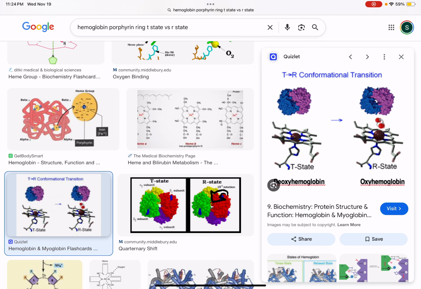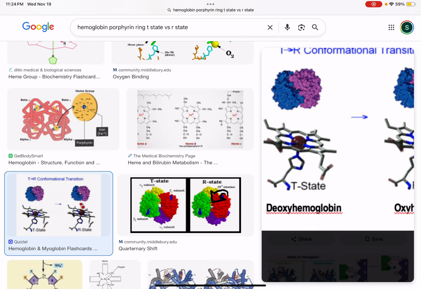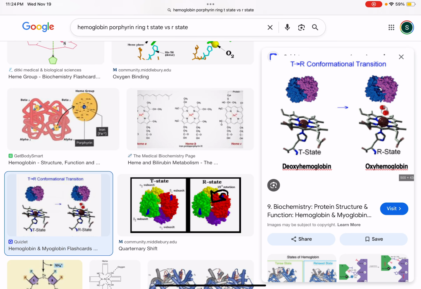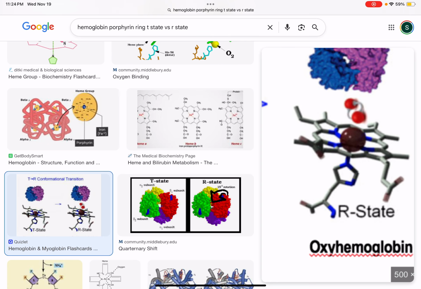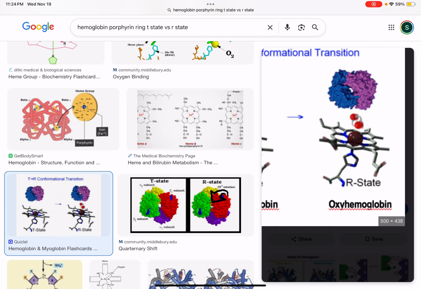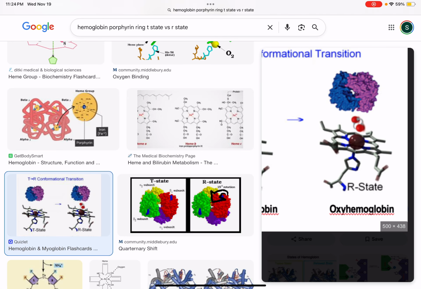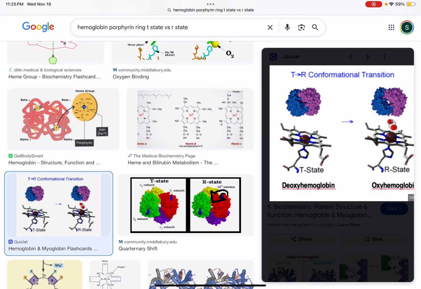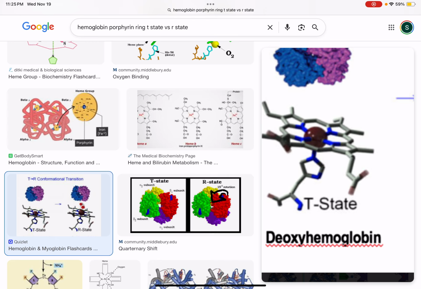It's kind of blurry, but I like this one. If you notice this brown ball right here, that is iron. When iron is in the center and relaxed, the ring hasn't moved or anything, oxygen can bind. This right here is what we call puckering of the porphyrin ring, and this is what causes the T state.